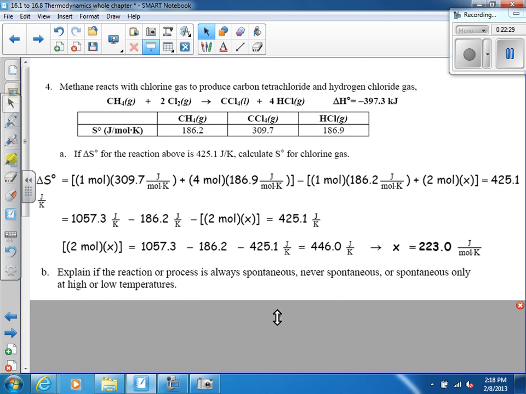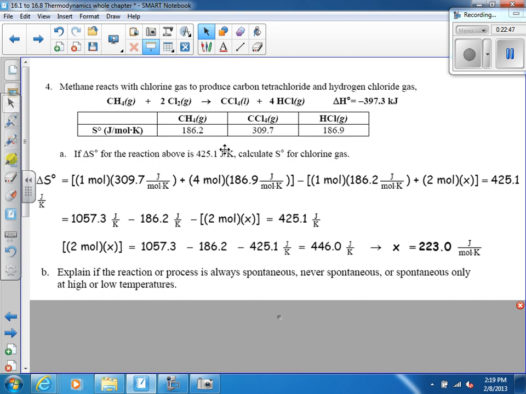Explain if the reaction or process is always, never, or only sometimes spontaneous, and whether that would be at high or low temps. So think about it, pause, I'm going to talk you through it. Delta H is negative.